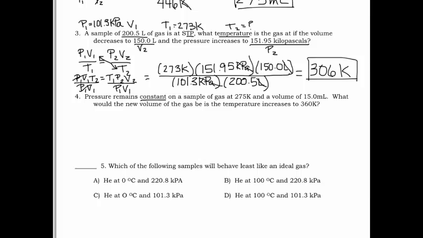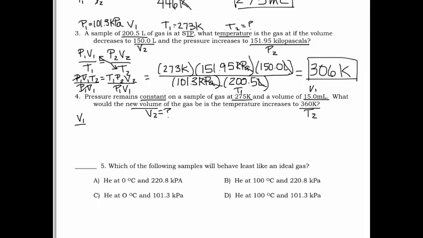Pressure remains constant, so I can leave that out of my equation. On a sample of gas at 273 K, so that's T1, and a volume of 15 milliliters, so that's V1. What will the new volume, so we're looking for V2, of the gas be? What volume would the new gas be if the temperature increases to 360 K? So we're looking for V2, and we can leave P out of our equation altogether.